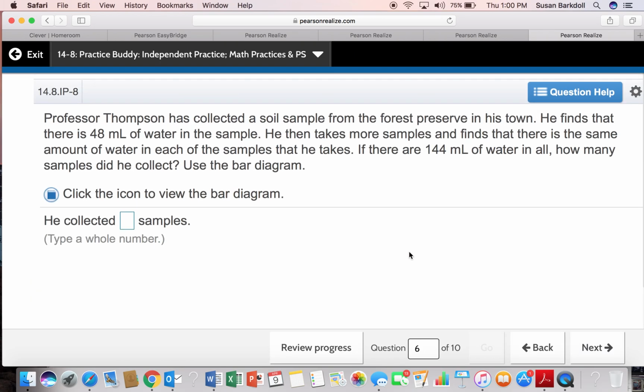Professor Thompson has collected a soil sample from the forest preserve in his town. He finds there are 48 milliliters of water. Then he takes more samples and finds there is the same amount of water in each of the samples he takes. If there's 144 milliliters of water, how many samples did he collect?